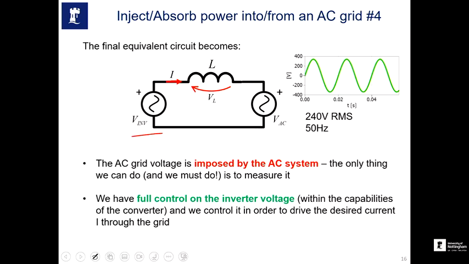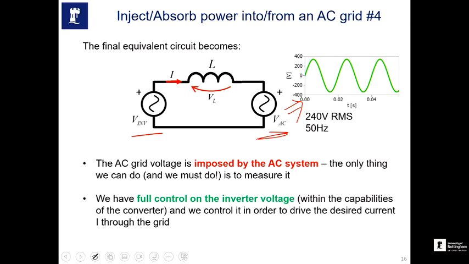So you have the inverter voltage, which we are generating from the inverter circuit or half bridge circuit. We have the AC voltage from the grid, and it's being coupled by this L, which is the filter inductor. And you can see the AC voltage will look like this. Okay, so it's a 240 volt RMS, 50 hertz AC signal.